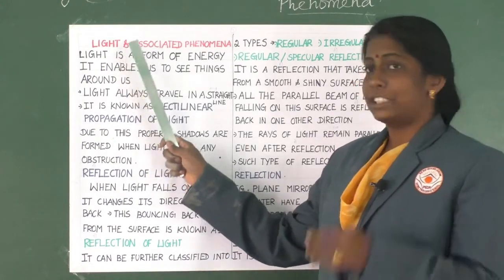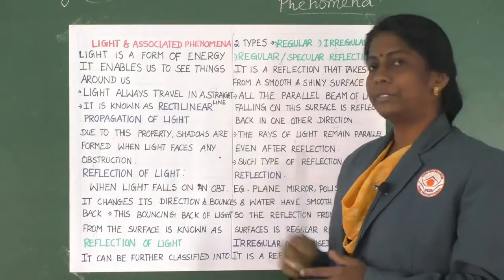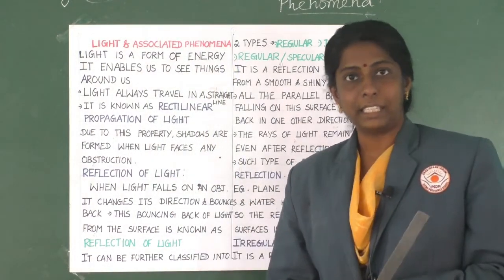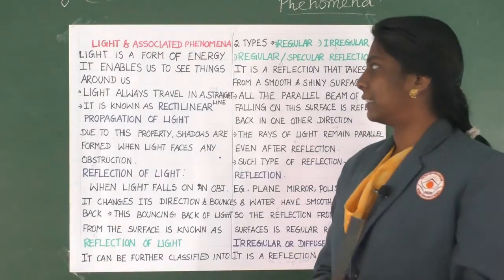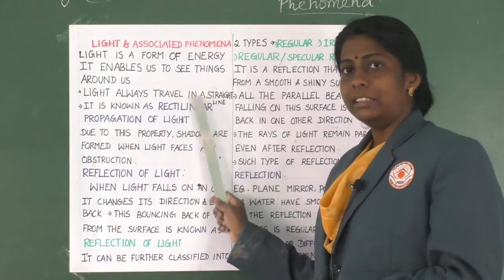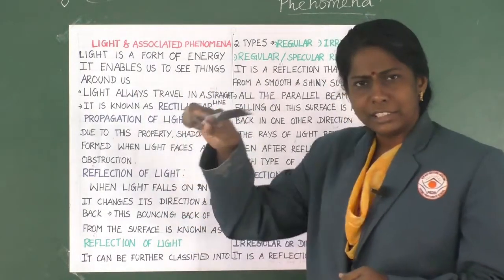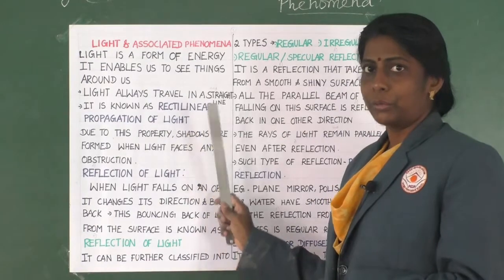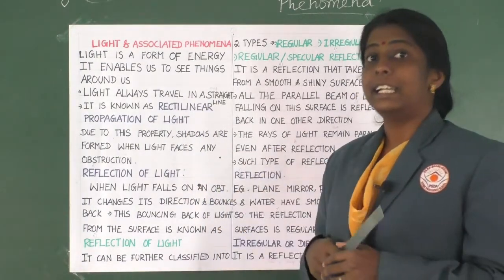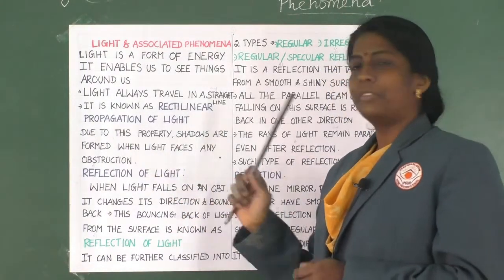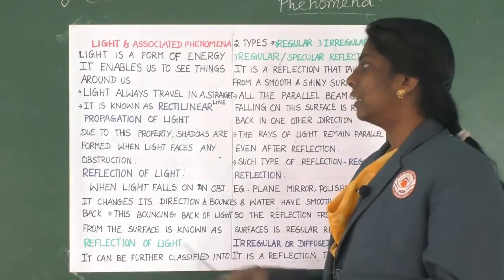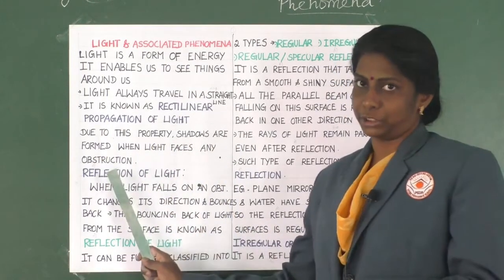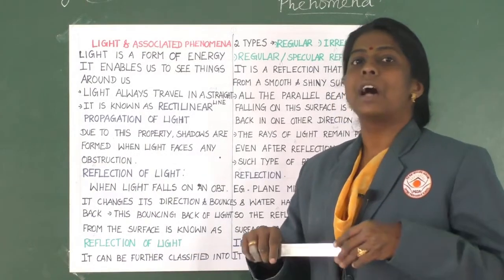Light, as you all know, is a form of energy. It enables us to see things around us. Light always travels in a straight line. It is known as rectilinear propagation of light. The way it travels in a straight line is said to be rectilinear propagation of light. Clear, children? Due to this property, shadows are formed when light faces any obstruction.